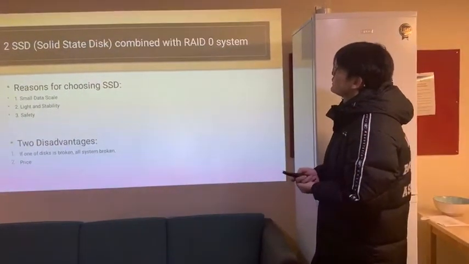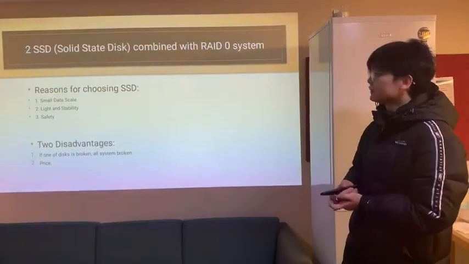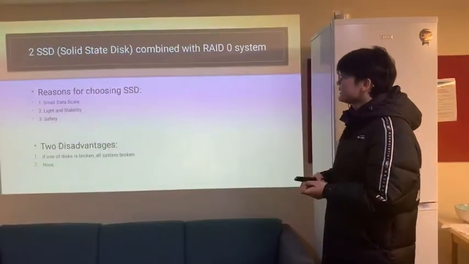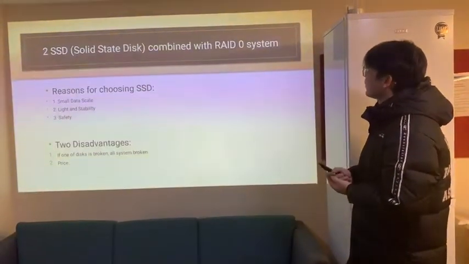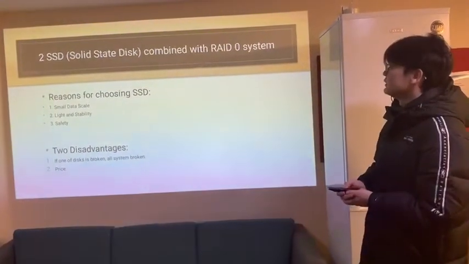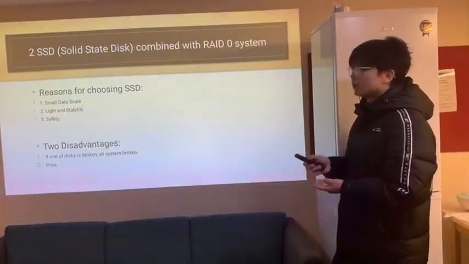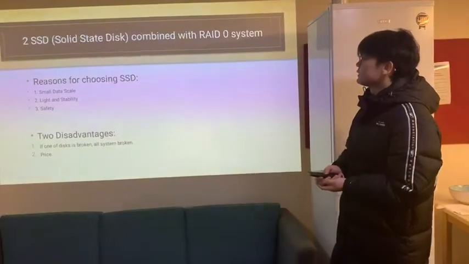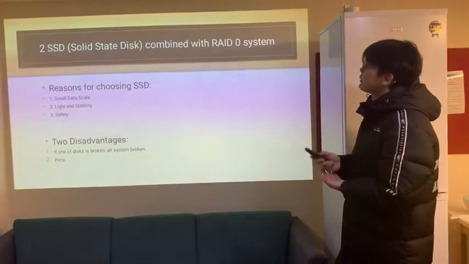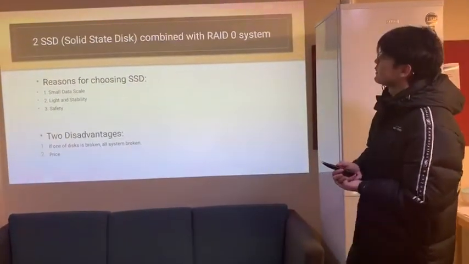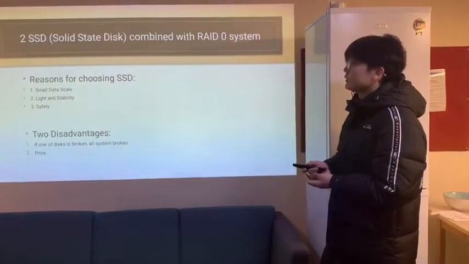Although the solid-state disk is the most suitable for the cinema, it is not perfect. It still has two disadvantages. One is about the RAID 0 system. That is, if one of the disks is broken, the whole system will be broken. Secondly, the price of the solid-state disks. Compared with hard drives and solid-state hybrid drives, the solid-state disk price is much higher.